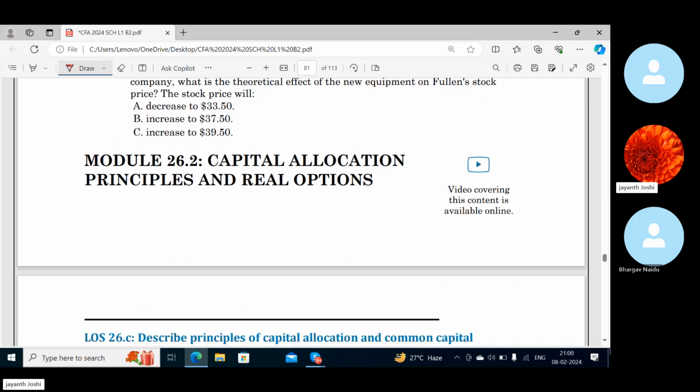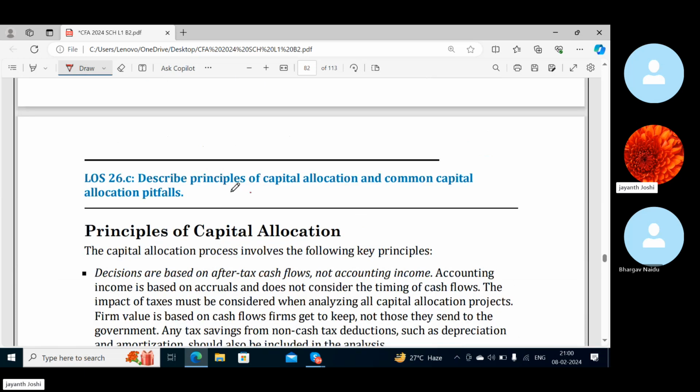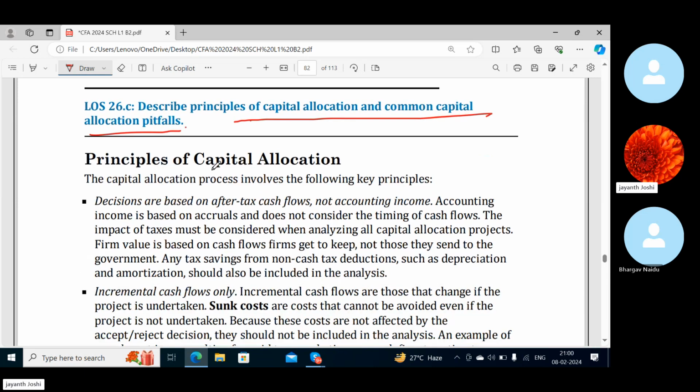Capital allocation principles and real options. Describe principles of capital allocation and common capital allocation pitfalls. Principles of capital allocation. The capital allocation process involves the following key principles. Decisions are based on after-tax cash flows, not accounting income. Of course, whatever the capital allocation process is, when you are taking a decision to invest your money based upon the capital budgeting or capital allocation principles, you only consider after-tax cash flows and never accounting income. So that is what you should understand first.